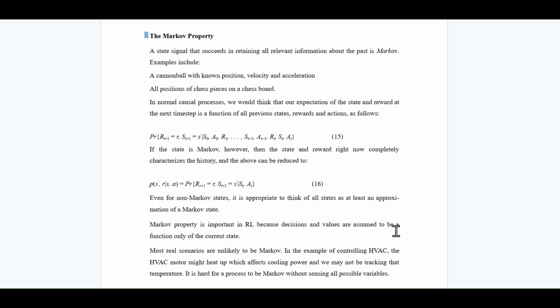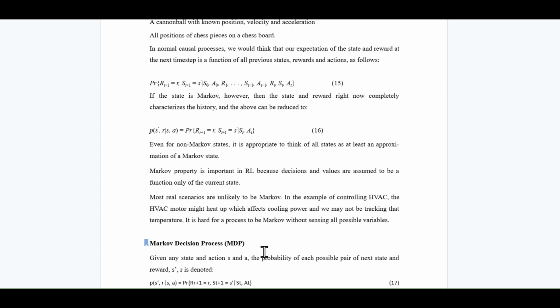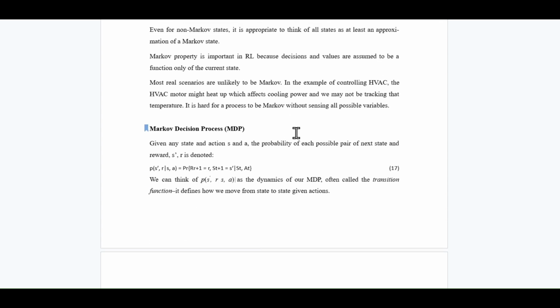What does MDP mean? You need to remember these formulas and equations. MDP is nothing but a mathematical framework for making decisions in situations where the outcome may be random or uncertain. It's defined by the probability of each possible pair of next state and reward given the current state and action. Think of MDP like a game where you are the player and you want to make the decisions that maximize your reward. The game is random, so you need to use probabilities to make the decision.